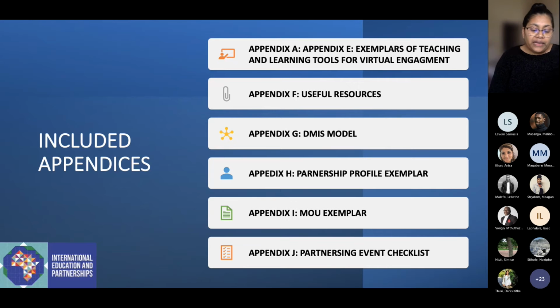The toolkit includes many examples that have been referenced in all 5 of the sections. These have been included as appendices in the toolkit. Appendix A to E are the examples of the templates of different teaching and learning tools. Appendix F includes a list of useful resources that have been referenced within the different sections of the toolkit. The next one is an example of the developmental model of intercultural sensitivity that I referenced earlier.